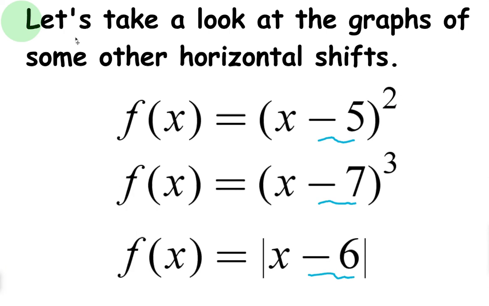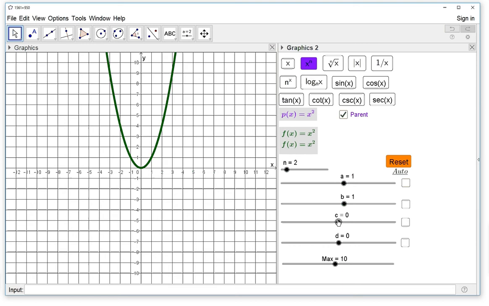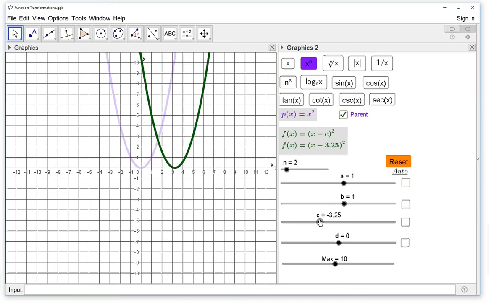Now we're going to take a look at some bigger c values and see why they shift to the right that many units. So first of all, let's look at f of x equals x minus 5 squared. We're going to take our c value and make it negative 5, and we're going to see that it actually shifts the opposite, 5 units to the right from the parent graph, x minus 5 squared.